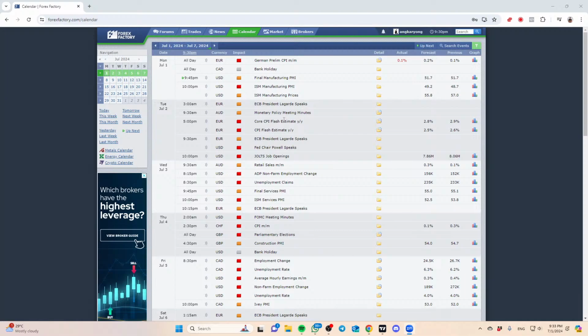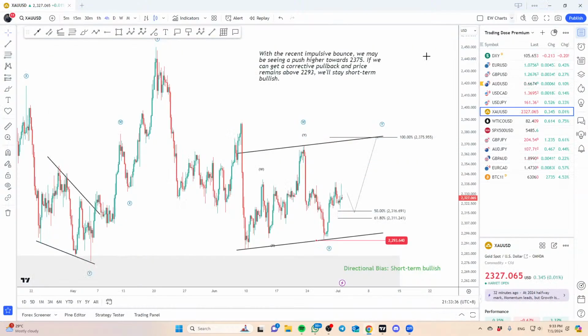Also understand that as we are building into the NFP on Friday, most of the dollar move may go into a little bit of a consolidative phase first, and then potentially on Friday itself, that's where we get that momentum coming in. So be aware of that as you're looking at opportunities this week.